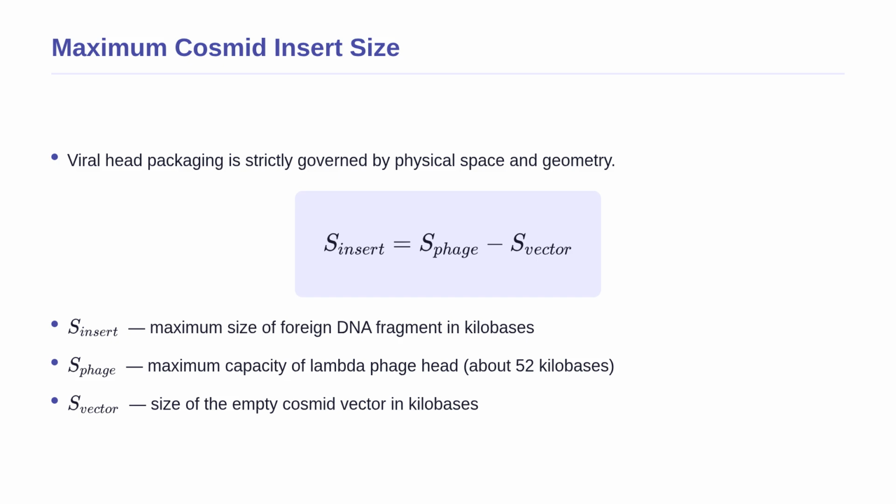If the size of our empty vector increases, the available space for our target gene strictly decreases. If the total combined size exceeds the limit, the packaging process will fail completely.